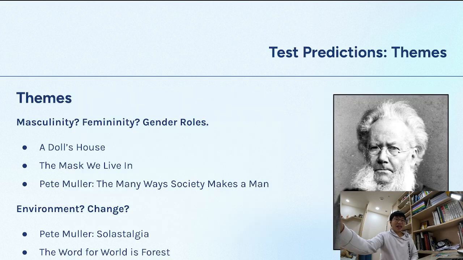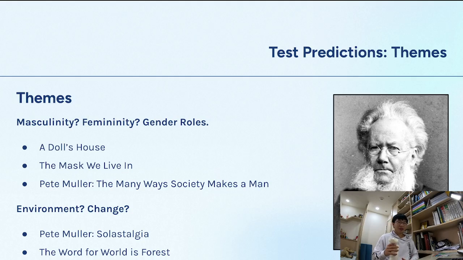Right. Now, I'm sure you guys are all waiting for this, my predictions for what'll come up on Thursday. And I think the themes will clearly be about either masculinity or femininity. So it'll be something about gender roles. Because gender roles is something we've been focusing on this unit, in the school year already. We've read A Doll's House, The Mask We Live In, and the National Geographic piece by Pete Muller, The Many Ways Society Makes a Man.